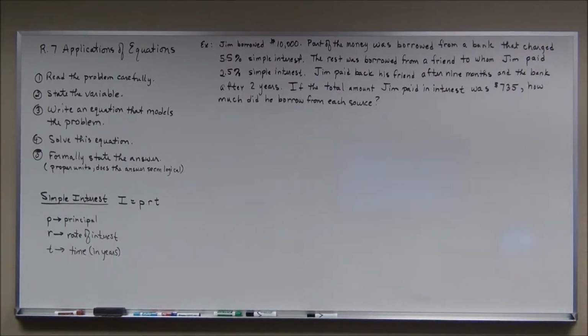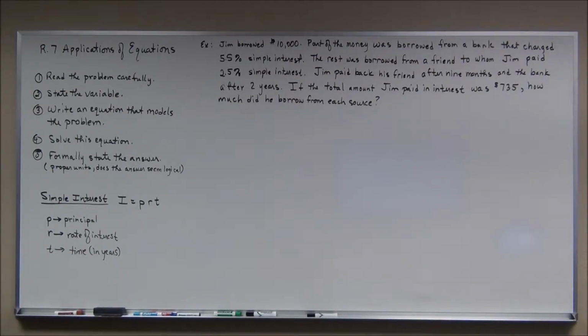Step 5, formally state the answer. What I mean by that is if it's a story problem, you should write your final answer in a short sentence. It doesn't have to be a paragraph, just a short sentence. Don't just circle the answer to the equation. Make sure you have proper units. So if it's talking about money, make sure you have your dollar sign. And by the way, the dollar sign goes to the left of the number, not to the right. I see that all the time.